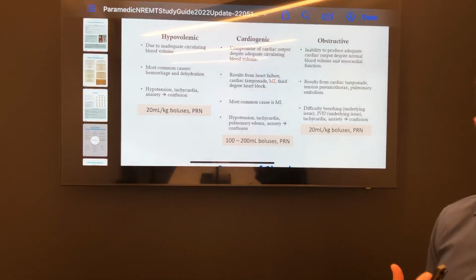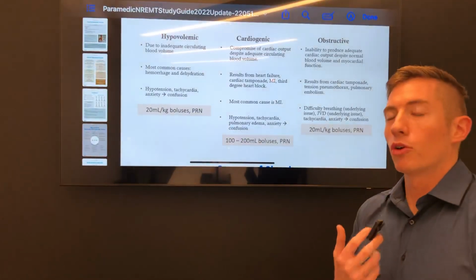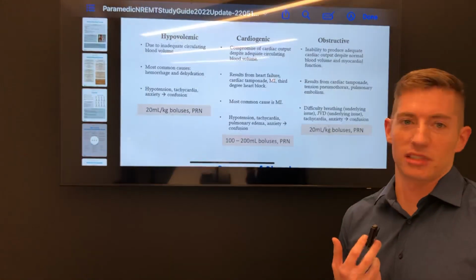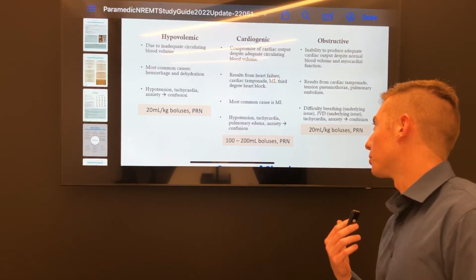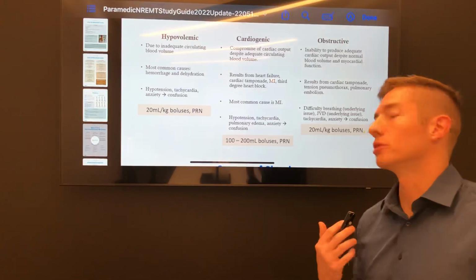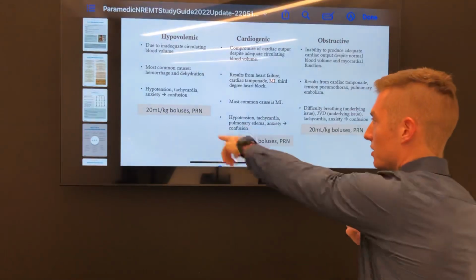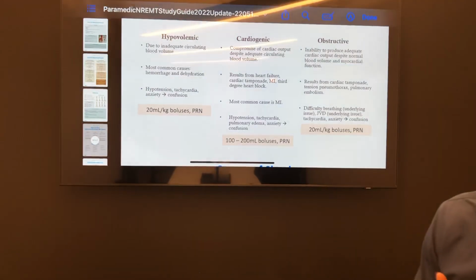Now cardiogenic, it has to do with the heart. Giving more fluid is not going to assist that, but we'll give a 100 to 200 milliliter bolus just to increase the blood pressure at least. But we're not going to give the same amount that we would with either of those two options.